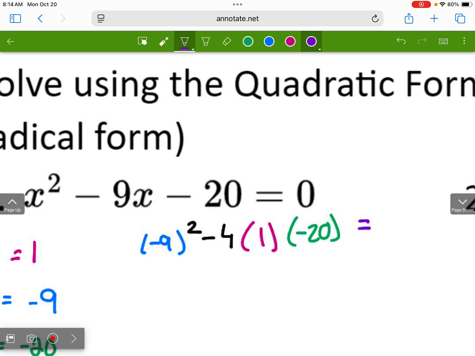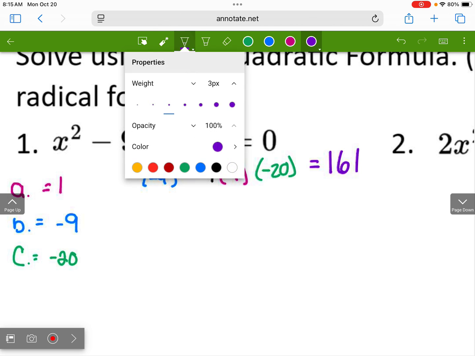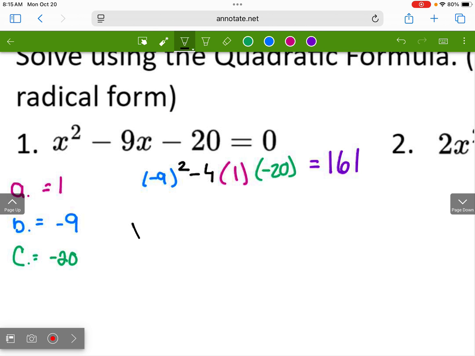What do we get when we simplify just the discriminant? Yes, we get 161. So that means we know we're going to have 2 real roots. They might be decimals, but we're going to have 2 real roots when our discriminant's positive. So to get our full actual answer, that's when we're going to take that into our full formula again.